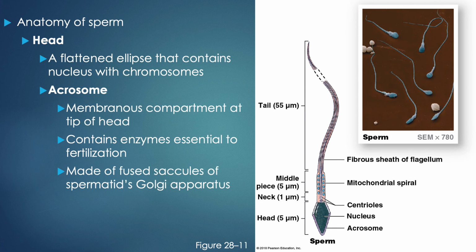Let's look a little more closely at each of the four constituent components of a sperm. The first is the head, and this is a flattened ellipse that has the nucleus and the chromosomes in it, which makes sense when you think about what happens at fertilization. The head of the sperm is what gets in first, and it has the most important part, the nucleus, with it. The acrosome is a membranous component at the tip of the head, and in the acrosome are enzymes, and these are essential to fertilization because they help to break through that egg. Also, this is made of fused saccules of the spermatid's Golgi apparatus.